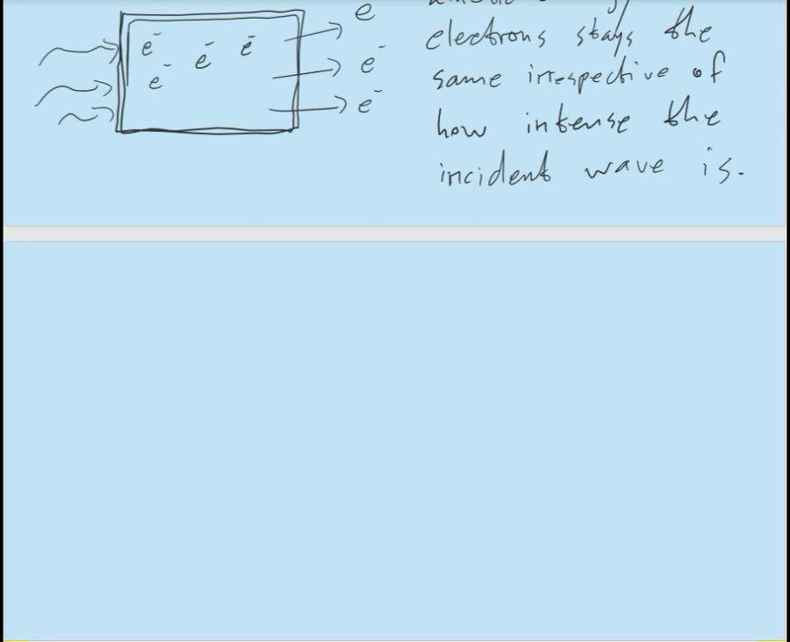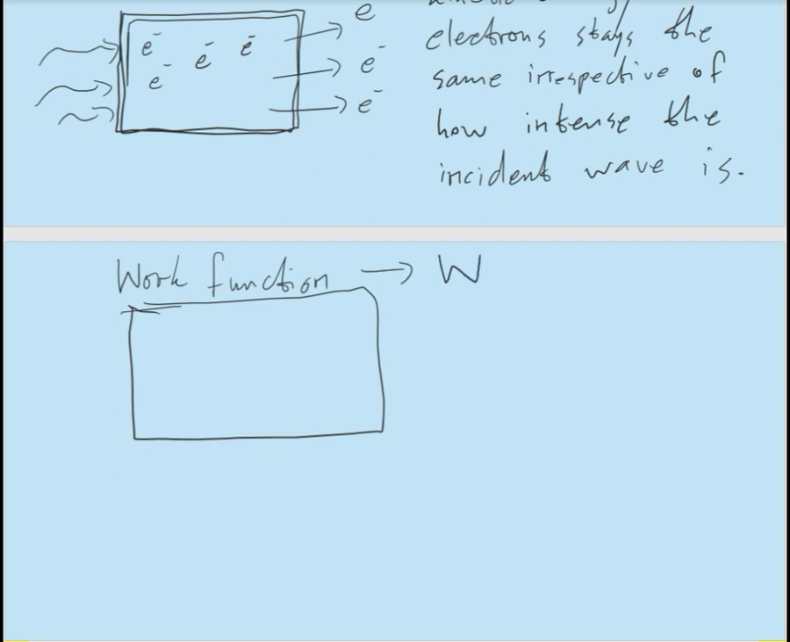Why is this happening? Well, it turns out that the metal itself has something called the work function. The work function, which is denoted by W or phi, the Greek letter phi, like that or like that. So all of these are equivalent. The work function is the energy that the metal has in keeping those electrons inside the metal.